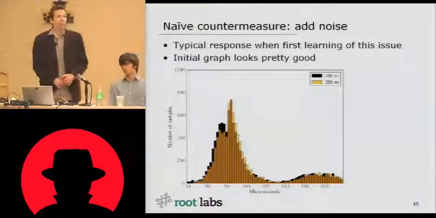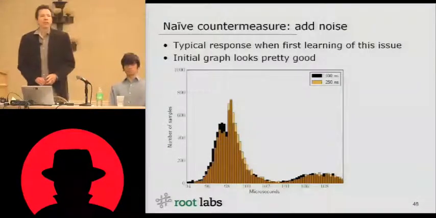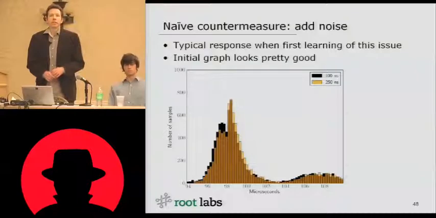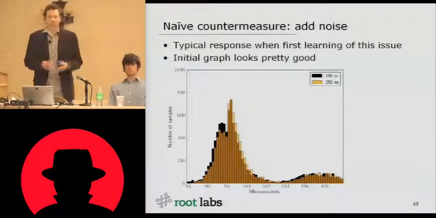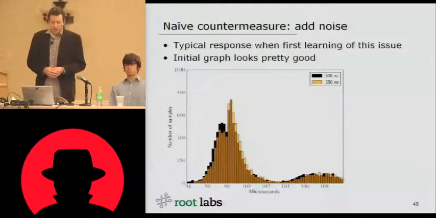The countermeasure most people come up with when they first hear about it is, let's add noise. If you follow some of the threads on the OpenID list, some of the first things people said is, well, we'll just add random delays or whatever. And it sounds good at first. So you're looking at a graph and you're like, hey, it seems like we can do something about this.